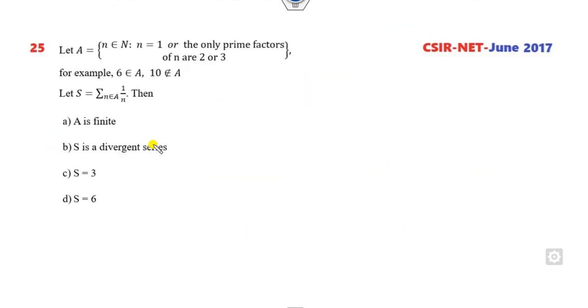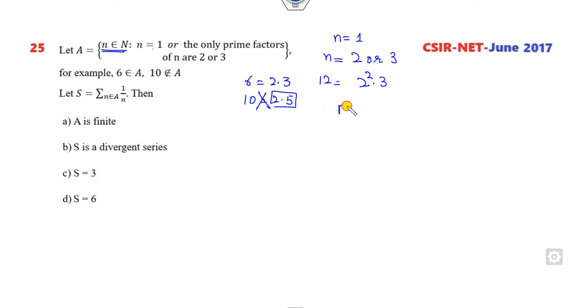Okay, look at this one. Let A be the set of all those natural numbers such that n is either 1 or n is a factor of 2 and 3. Like 6 is a factor of 2 and 3. 10 is a factor of 2 and 5, but we need only 2 and 3, so this does not belong to A. I can say 12, 2 square times 3, so this is a factor here. So what is the general form of n?